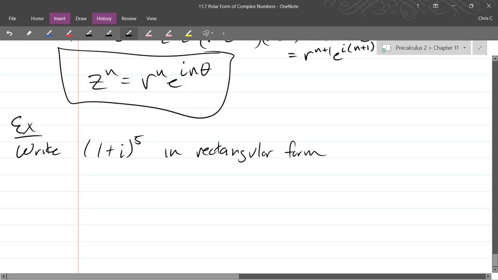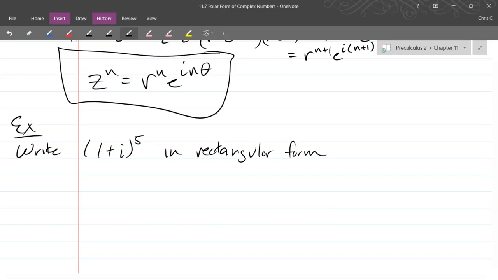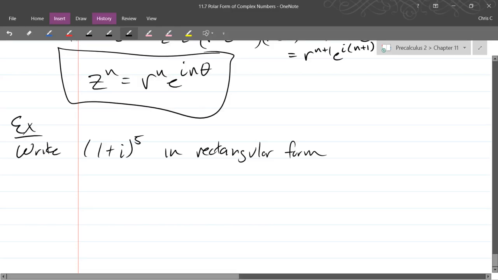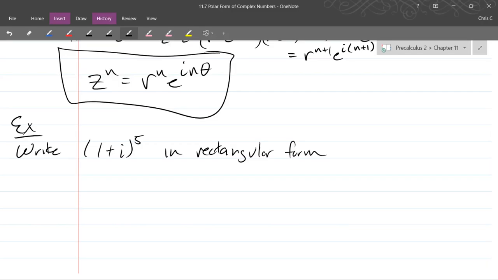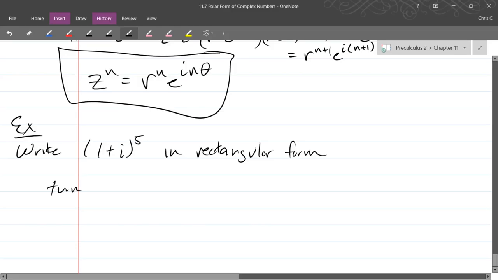So our first example, write (1 + i) to the fifth power in rectangular form. The fast and more fun way to do this is turn it to polar form, use our power rule, figure out what it is, and then turn it back into rectangular form. So what I want you to do is turn into polar form.